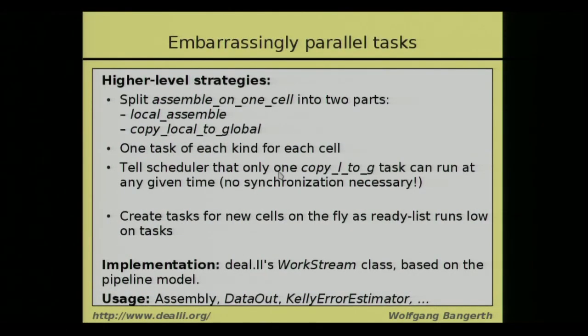Workstream also does some other trick, namely instead of creating tasks for all 100,000 cells in the beginning at once and creating an enormously long list of not ready nodes, or actually of ready nodes, it creates these tasks on the fly. Every time the ready queue runs low, it's going to create new tasks. And in this way, we keep the list relatively short. This is implemented in the workstream class, and workstream is used throughout deal.II, in particular in the assembly, in data out, and Kelly error estimator, and so on and so forth.